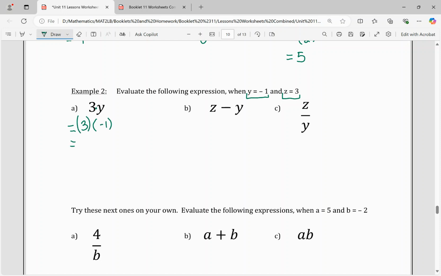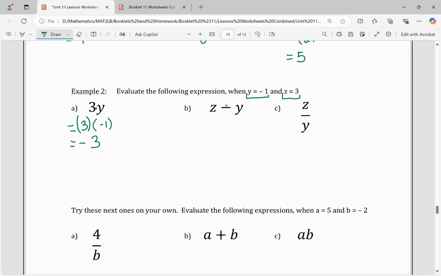right? And 3 times -1, right? Remember how to do this. First of all, 3 times 1 is 3, and then one positive number, one negative number means that the product is negative. So 3 times -1 is -3. Okay?